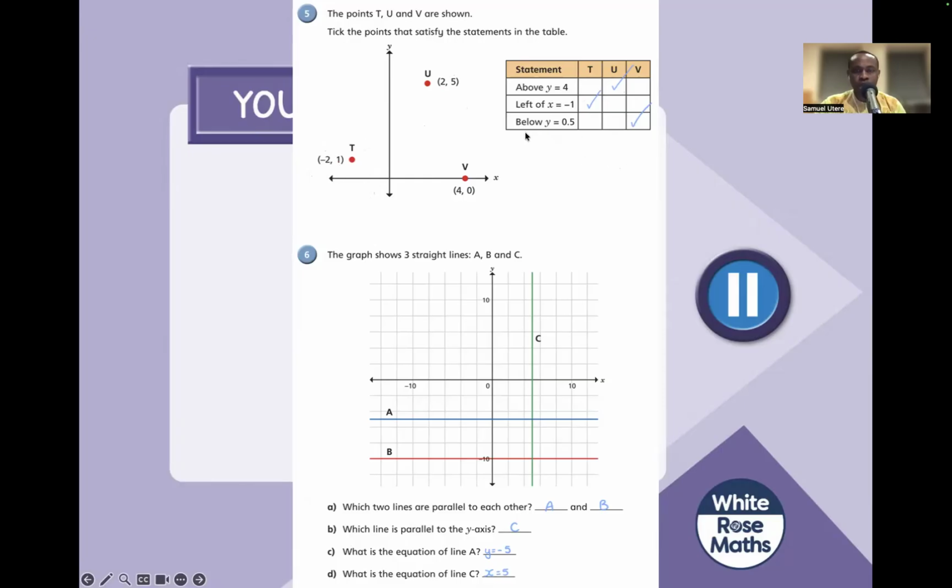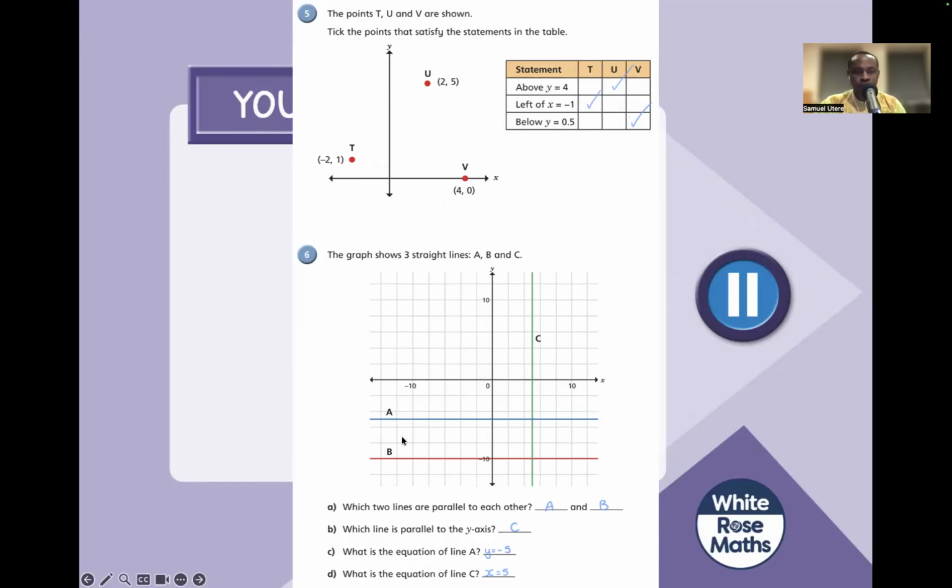And then, of course, the last answer below y equals 0.5, that has to be V. You can see if it's below y equals 0.5, because you can see here y is 0. So this point here, y is 0. So if it has to be below y equals 0.5, y equals 0.5 must be positive, which is above 0.